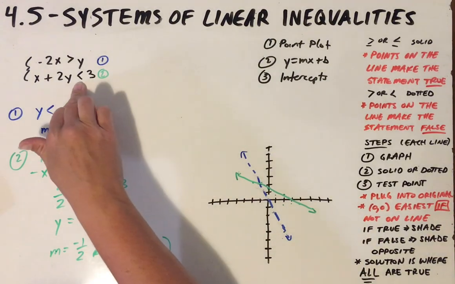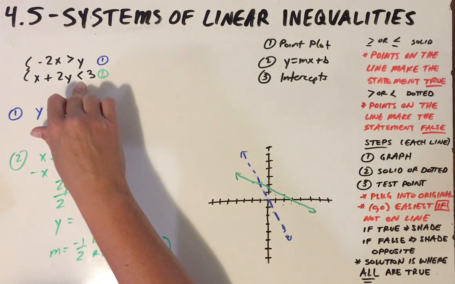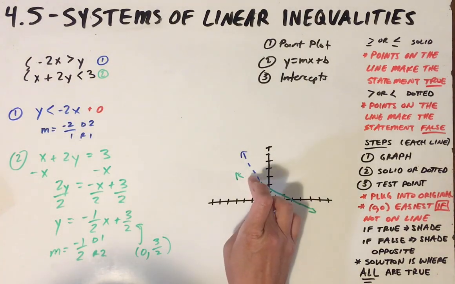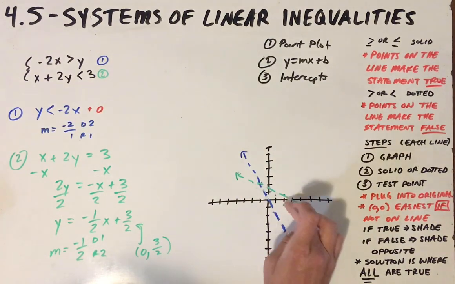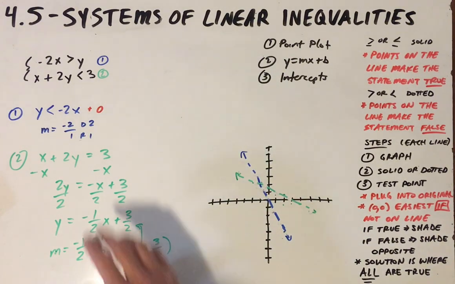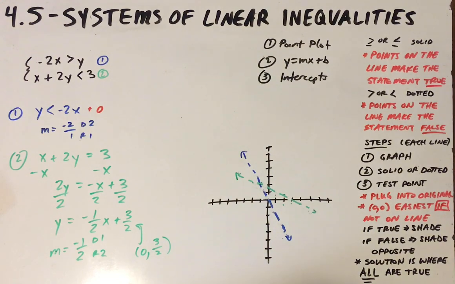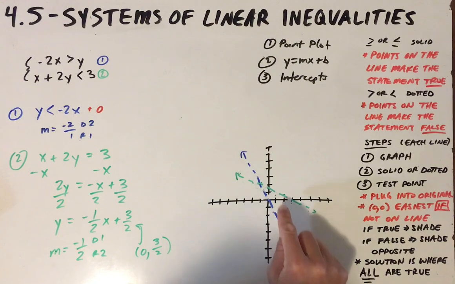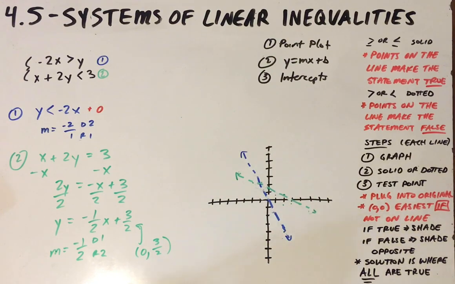Okay, this one also has no equal to, so this green line is going to be dotted as well. Okay, and now I just need to choose a test point. Whenever you choose a test point, you want to plug it into the original. Since we graphed this using equal to, we want to plug everything in to the original. So I'm just going to choose a point that is not on the line. So for the blue line, the point 1, 1 is not on the line.